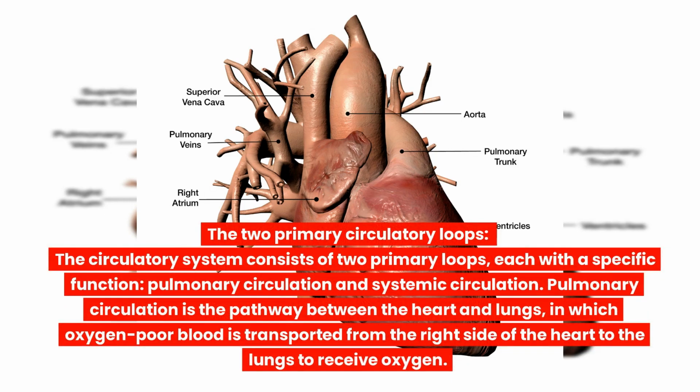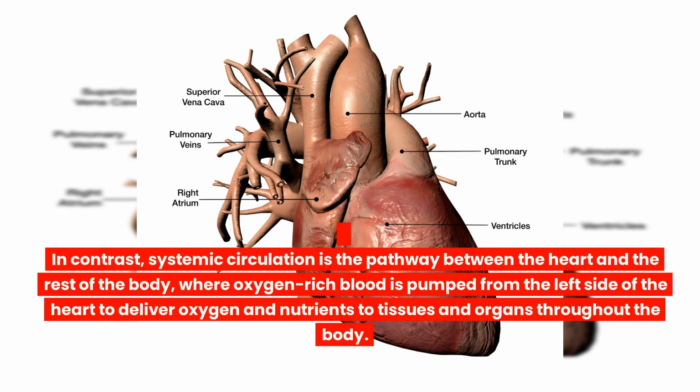The circulatory system consists of 2 primary loops, each with a specific function: pulmonary circulation and systemic circulation. Pulmonary circulation is the pathway between the heart and lungs, in which oxygen-poor blood is transported from the right side of the heart to the lungs to receive oxygen. In contrast, systemic circulation is the pathway between the heart and the rest of the body, where oxygen-rich blood is pumped from the left side of the heart to deliver oxygen and nutrients to tissues and organs throughout the body.